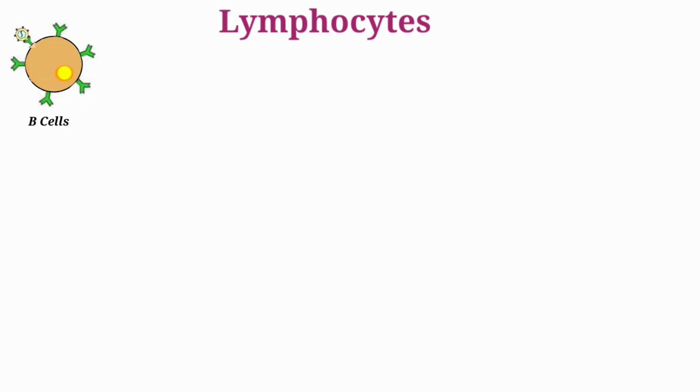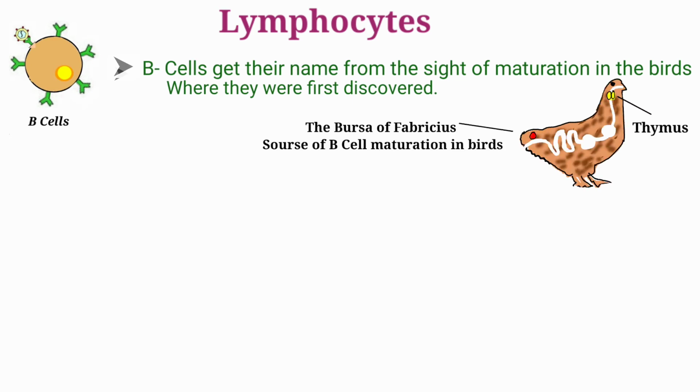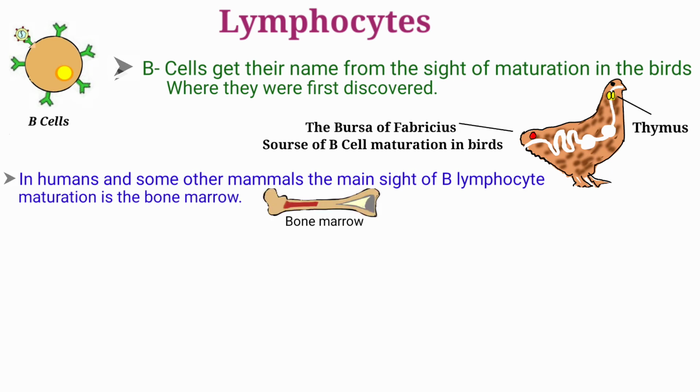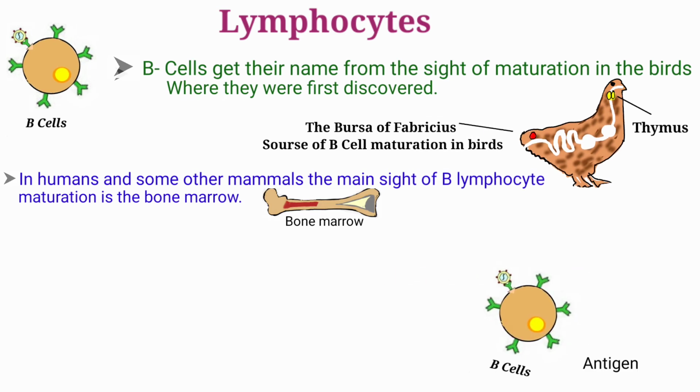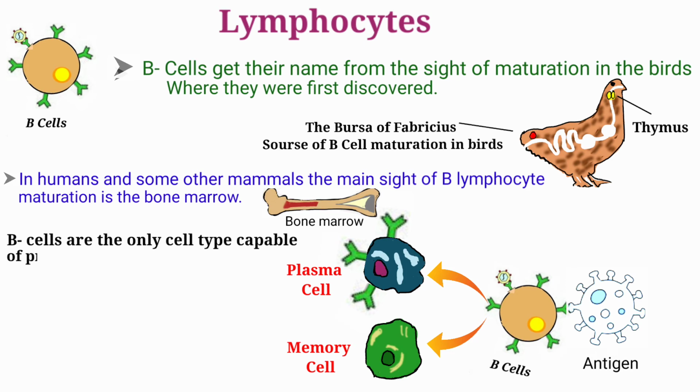B lymphocytes. B cells get their name from the site of maturation in birds, where they were first discovered, that's the Bursa of Fabricius. In humans and some other mammals, the main site of B lymphocyte maturation is the bone marrow. After interacting with antigen, the B cells differentiate into antibody-secreting plasma cells and memory cells. They are the only cell type capable of producing antibody molecules and therefore the central cellular component of the humoral immune response.